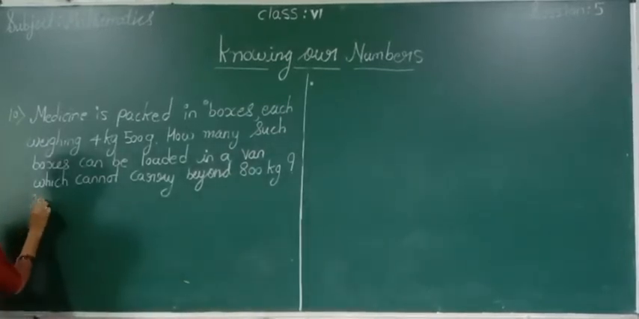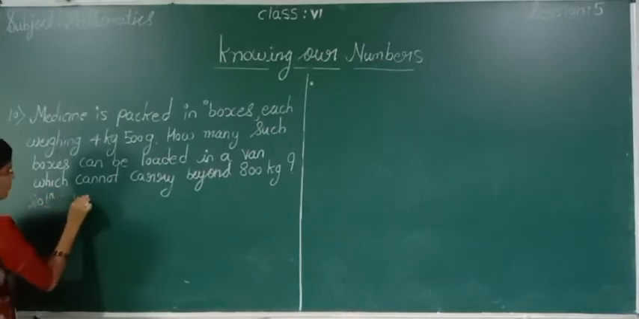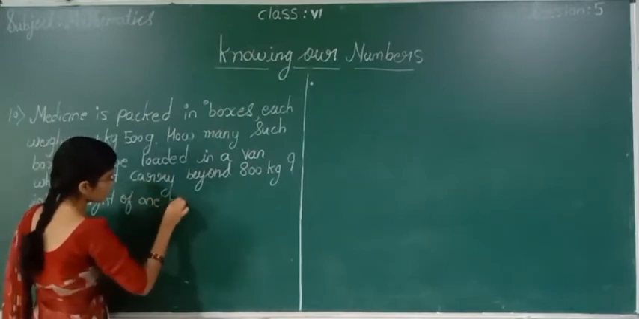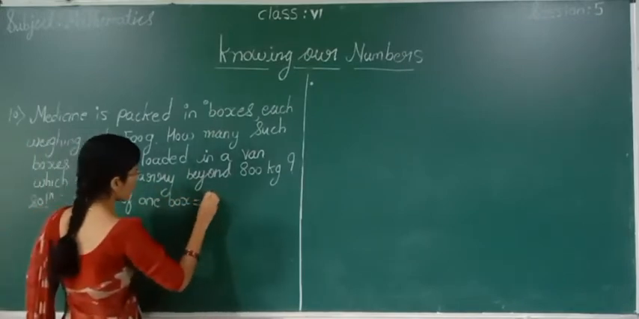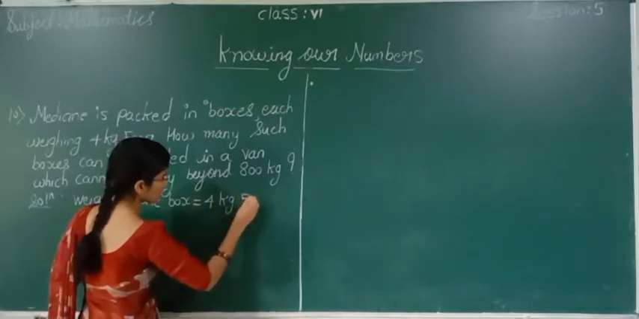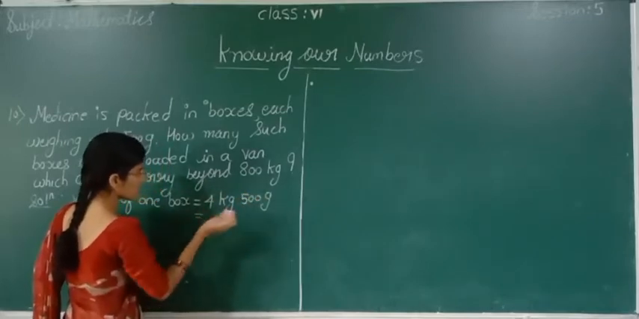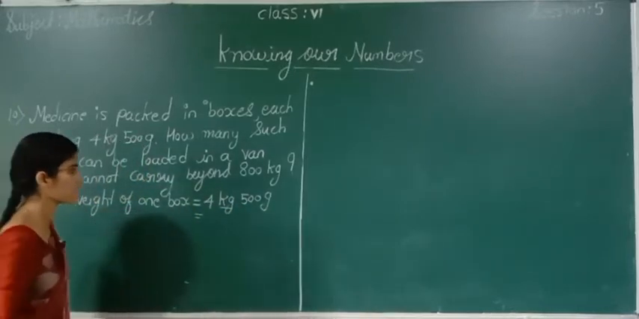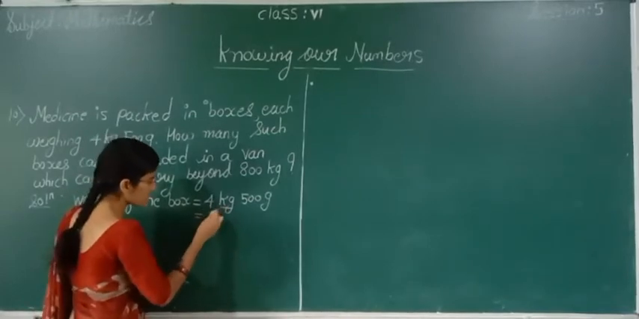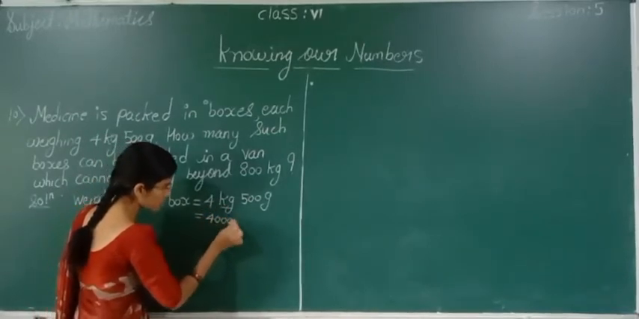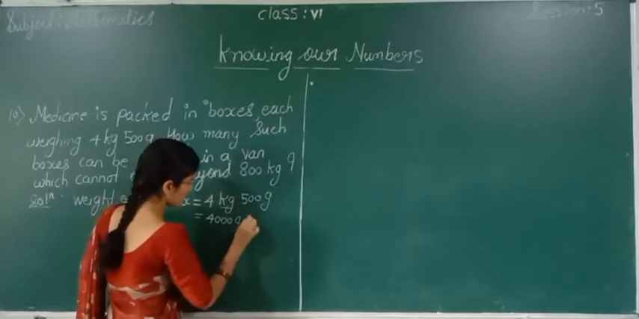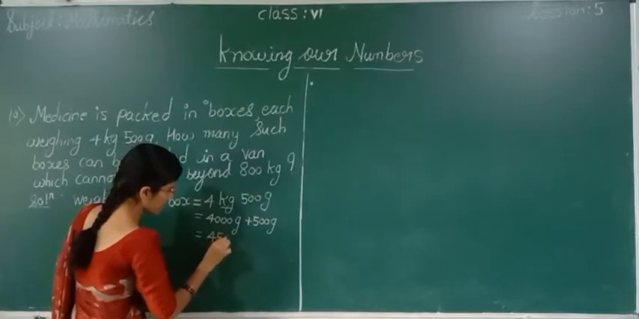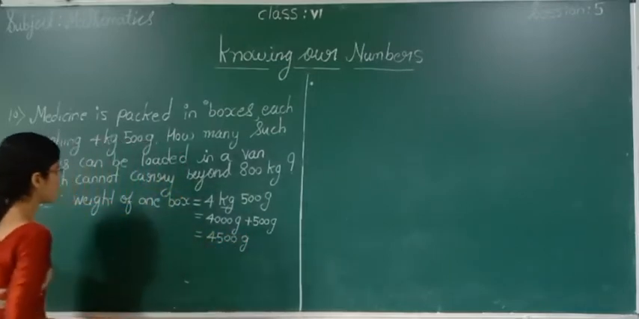See the solution. What have they given? Weight of one box is 4 kg 500 gram. This we will convert into grams. Here 2 units are there, we will convert into 1 unit. So 1 kg is nothing but 1000 gram. 4 kg is nothing but 4000 gram plus 500 gram. What will the answer be here? 4500 gram.